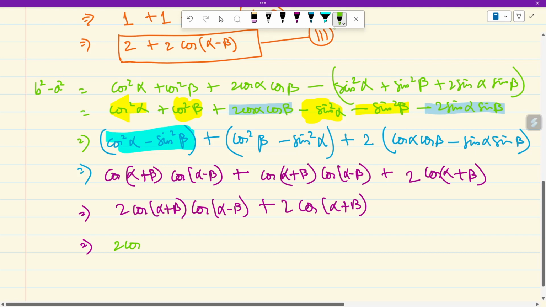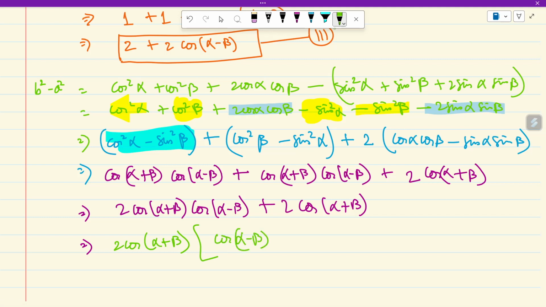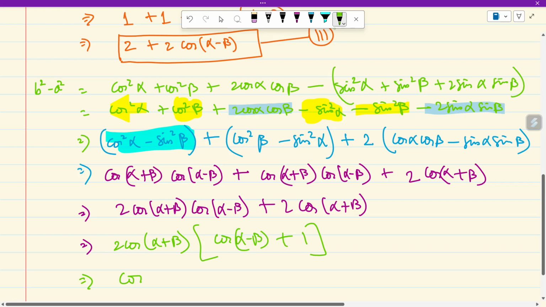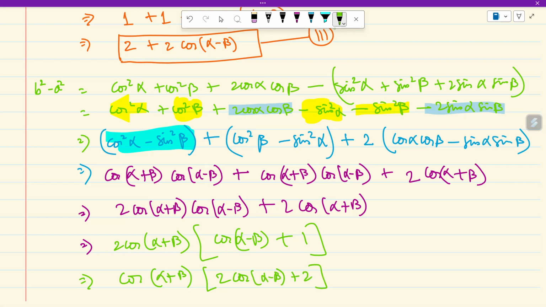2 cos alpha plus beta is the common outside, and the remaining inside is cos alpha minus beta plus 1. Now let this 2 that we have written outside go inside the bracket and multiply. So this will become cos alpha plus beta, and inside the bracket it will become 2 cos alpha minus beta plus 2.